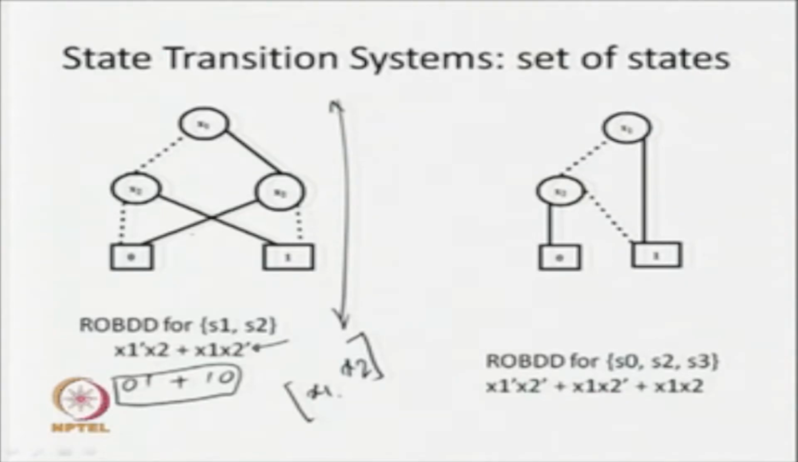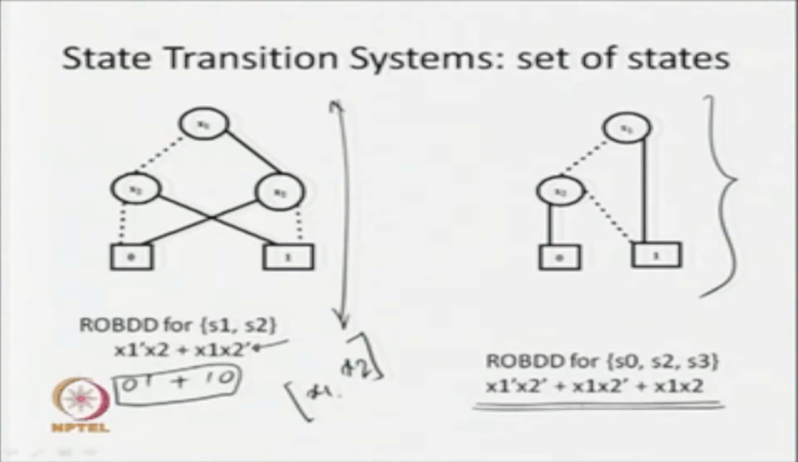So, ultimately we said that this is the ROBDD representation for S 1 and S 2 states. Similarly, this is another ROBDD. This ROBDD represents the subset S 0, S 2, S 3. So, with the similar encoding that we are having, we are going to look for the subset which consists of states S 0, S 2 and S 3. Since we know the binary encoding, we can write down the Boolean expression for this particular subset.